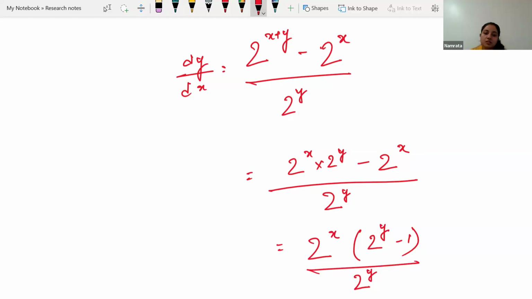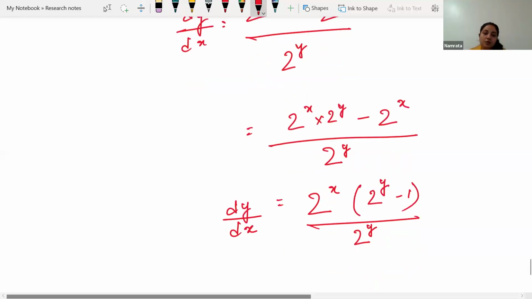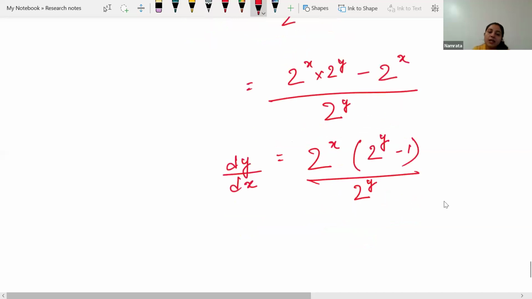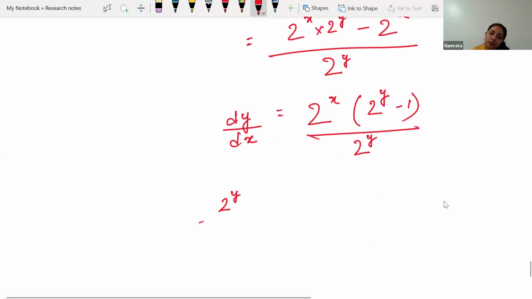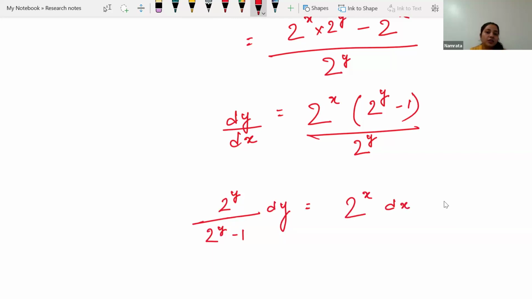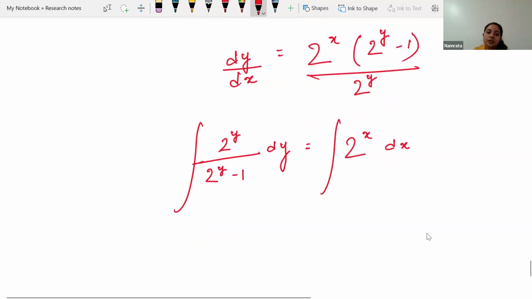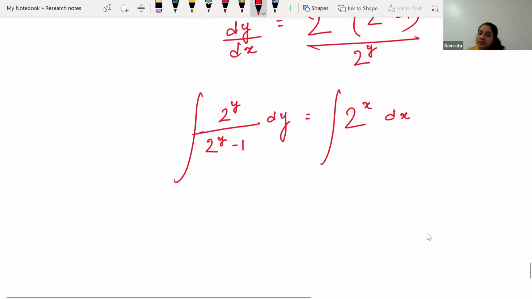Again, variable separable we can do. In dy dx, all the y terms we will be keeping on one side, all the x terms we will be keeping on another side. So we will be having here 2 to the power y over 2 to the power y minus 1 dy is equal to 2 to the power x dx. Now we can do integration on both sides. Let's do it. So on the left hand side, if we take the substitution as the denominator, are we going to get the numerator? So 2 raised to the power y minus 1 is equal to, let's say, t.